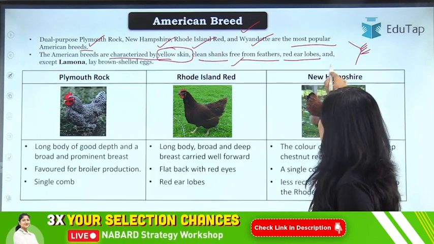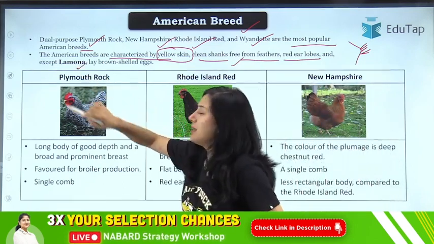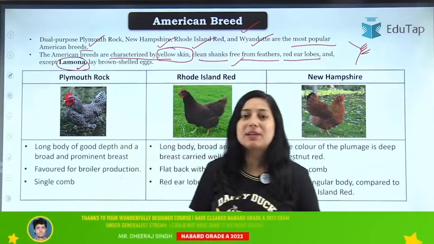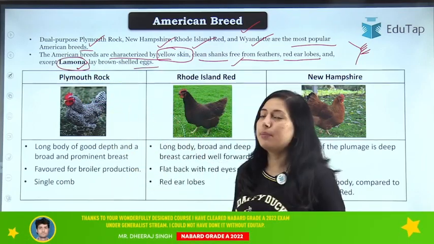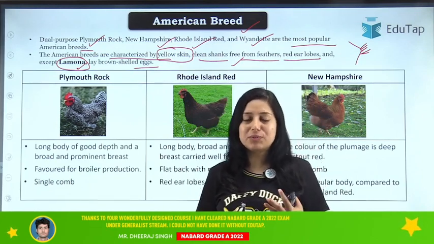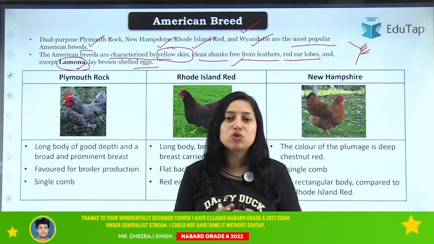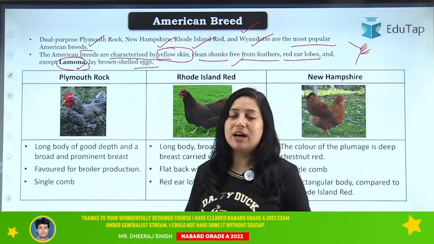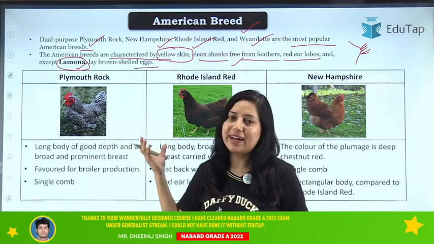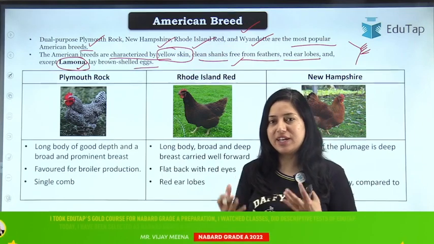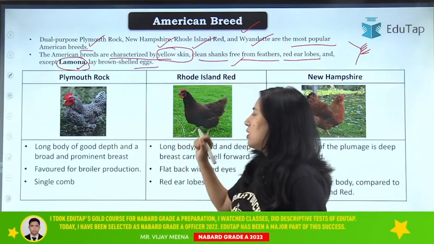Then there is a red earlobe, and except Lamona, you must remember this exception also. Except Lamona, others lay brown shelled egg. So there are some exceptions, and these exceptions can be asked in the exam, right? You should have an idea: except the Lamona breed under the American breed category, the rest of the American breeds lay brown shelled egg. Clear? So that was about American breeds.